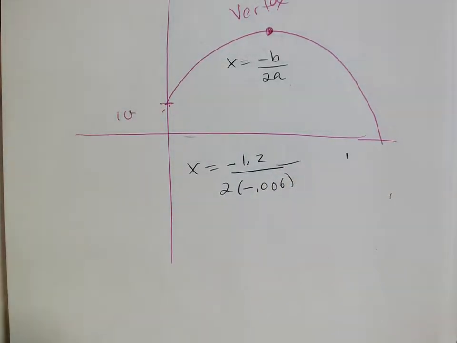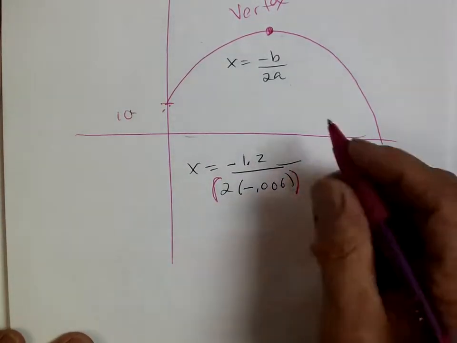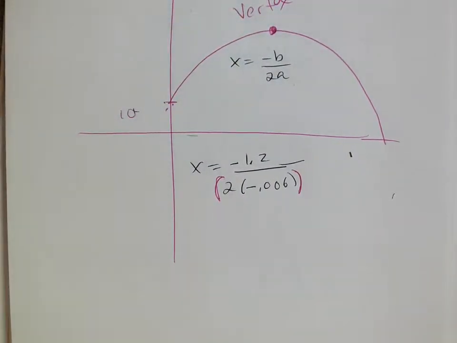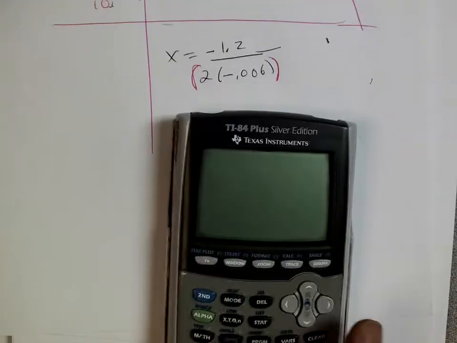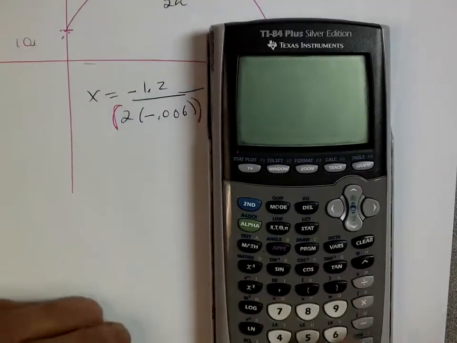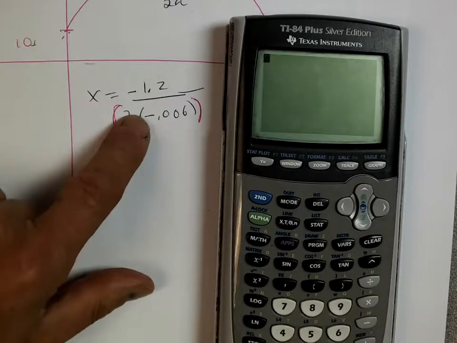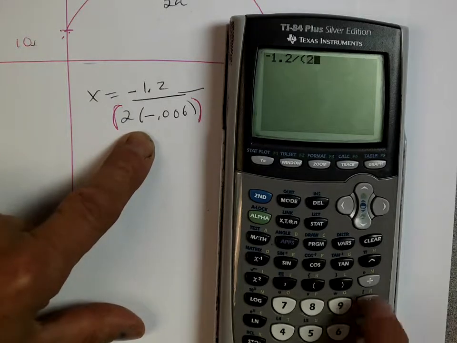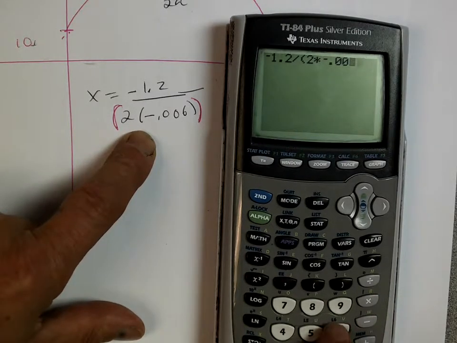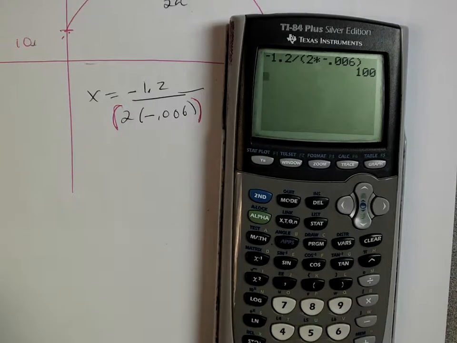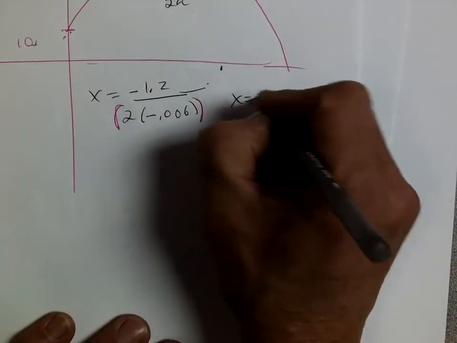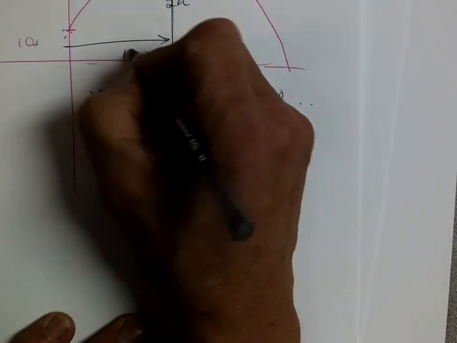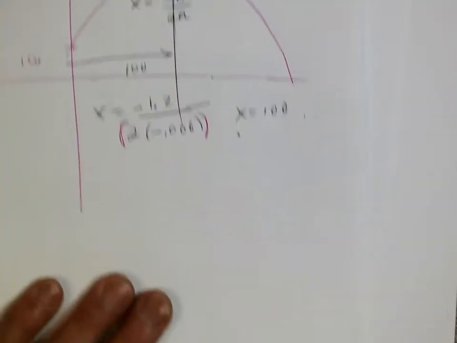I'm going to be careful in my calculator to use parentheses so I don't divide wrong. All I'm doing is getting this point. We've seen this formula before. It's just the vertex, the highest spot. So I do negative 1.2 divided by parentheses 2 times negative 0.006, and I get an answer of 100. Now x equals 100 is how far out it's gone. So it's gone 100 feet, and at 100 feet it's at its highest spot.